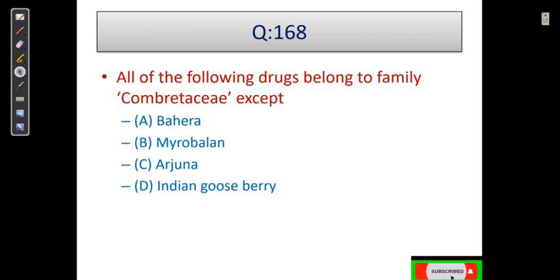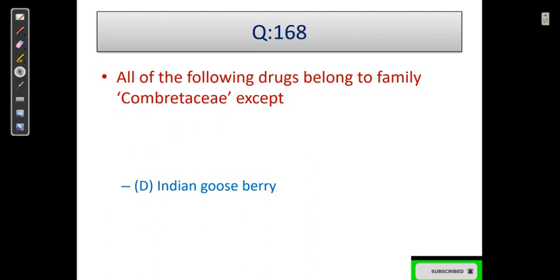All of the following drugs belong to the family Combretaceae except Behra, Myrobalan, Arjuna, Indian gooseberry. So the correct answer is Indian gooseberry.